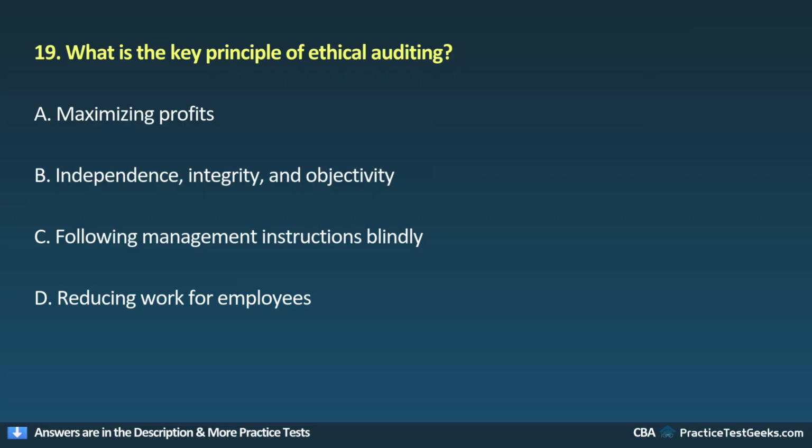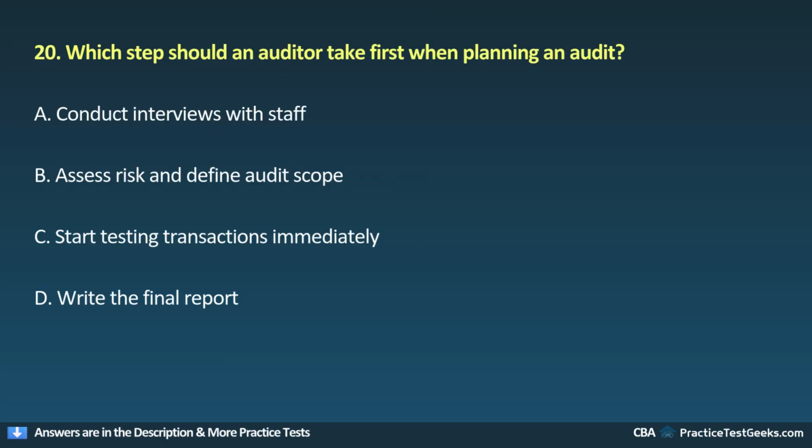A. Maximizing profits. B. Independence, integrity, and objectivity. C. Following management instructions blindly. D. Reducing work for employees. 20. Which step should an auditor take first when planning an audit?